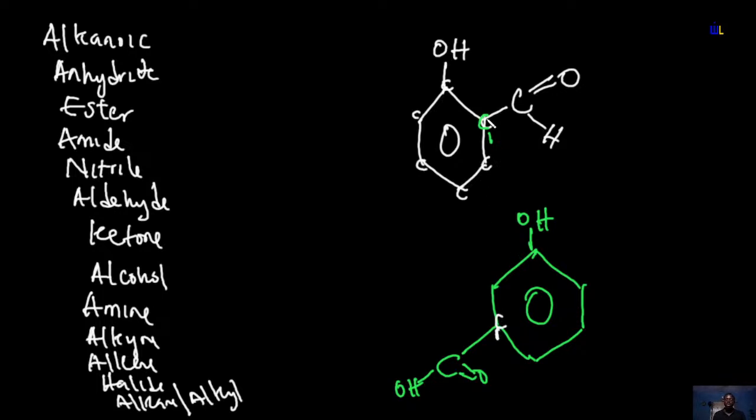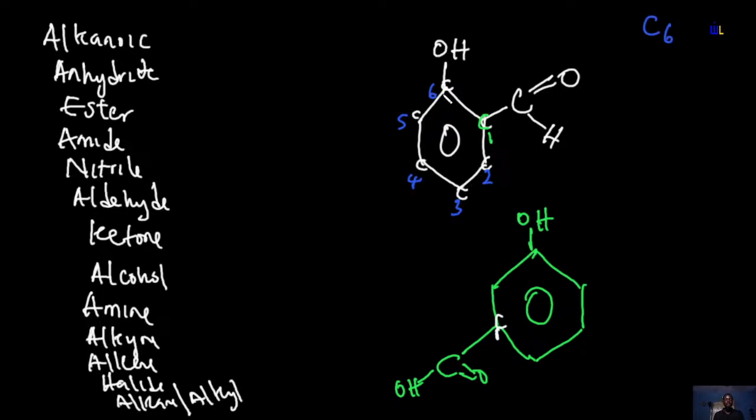Now, let's start with this guy. If we are to allocate numbers, we already agree that this is number 1. We can either go clockwise or anti-clockwise. If we decide to go clockwise and number, we are going to have that this is 1, this is 2, this is 3, this is 4, this is 5, and this is 6. Notice something. The hydroxyl group in this case has carbon 6.